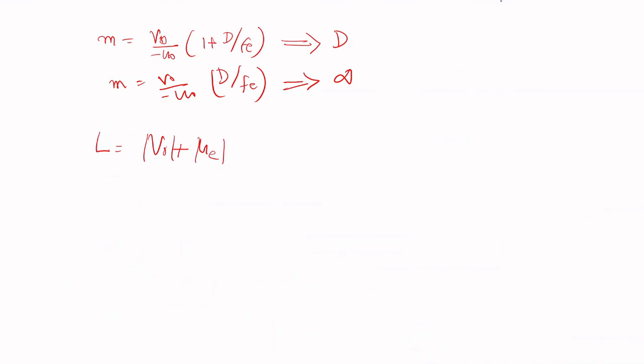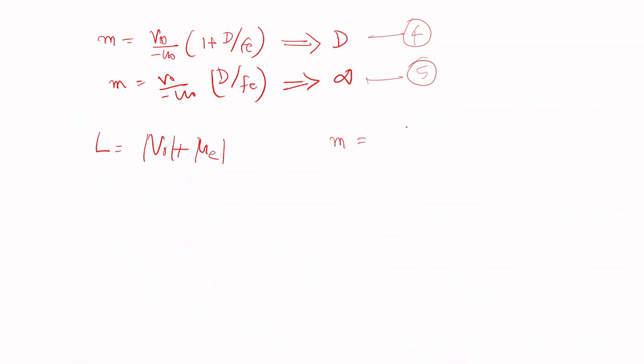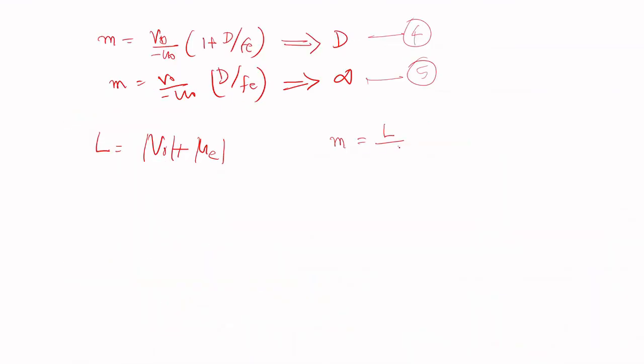So in this equation, that is equation number 4 and 5, you can make the modifications. That is M is equal to, instead of VO, what you have is L. So we will write VO as L. UO is nothing but FO. So we will write it as L by FO into the same formula for the eye lens, 1 plus D by FE, when the magnification is for least distance of distinct vision. If it is at infinity, the same formula is L by FO into D by FE.